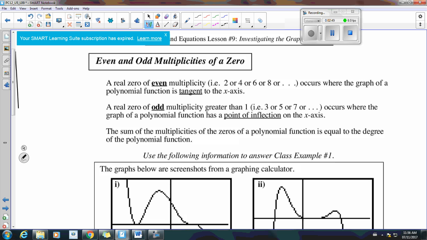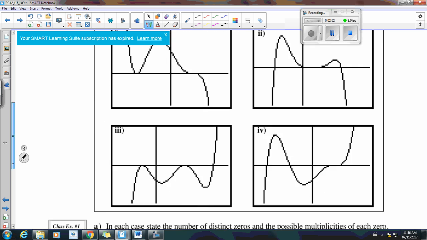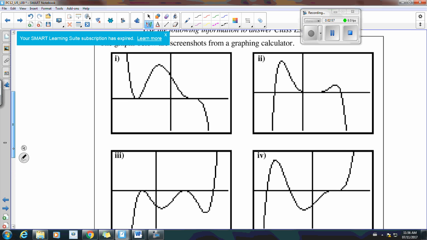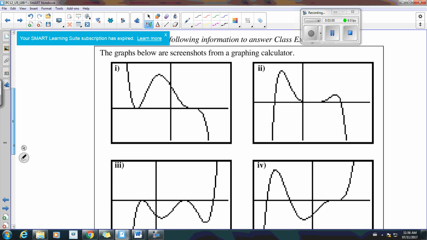So here we have 4 graphs that we're going to use for example 1. Example 1 says, in each case, state the number of distinct zeros and possible multiplicities. So I'm going to label this on the graph itself here. Here we have 2 distinct zeros because it has 2 x-intercepts. And possible multiplicities, well, this one is tangent, so this must be an even multiplicity. This is a point of inflection, so this must be odd, but bigger than 1.